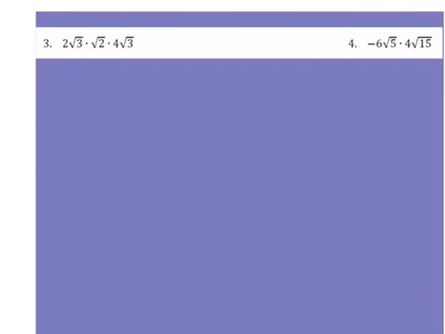Let's look at example number 3 here. We're going to multiply 3 different things. Now I have 2 root 3 times root 2 times 4 root 3. So I'm still going to multiply everything on the outside. So I have 2 times 4, which is going to give me 8. And then multiply everything underneath. So I have 3 times 2, which is 6, times 3, which is going to give me 18.